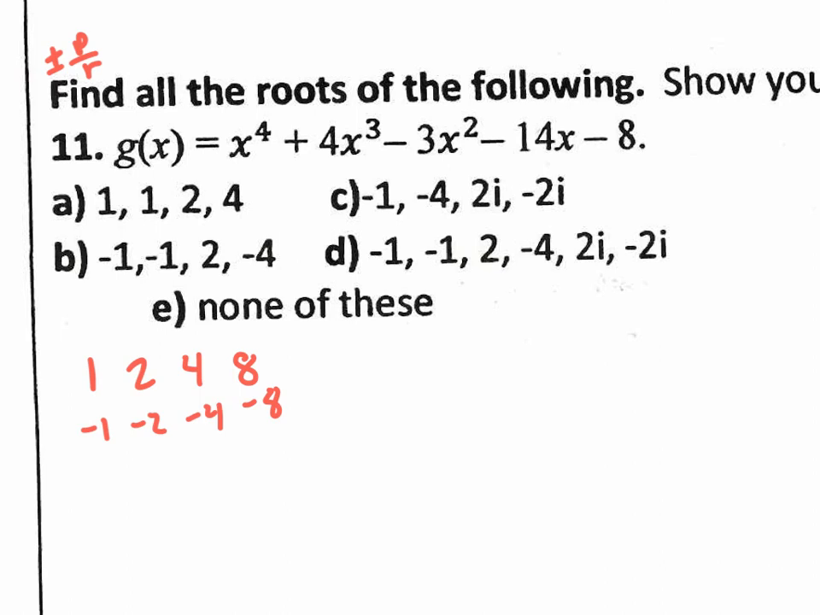Would it be smart to plug in an 8? Heck no, none of them have 8. So which one do you think would be good to start with? 1? Negative 1's even better, right? Because look, there's only one of them that has positive 1. There's 3 of them that have negative 1. So the smart thing to do would be plug in that negative 1. And could somebody read me the coefficients? 1, 4, negative 3, negative 14, negative 8. We're good.